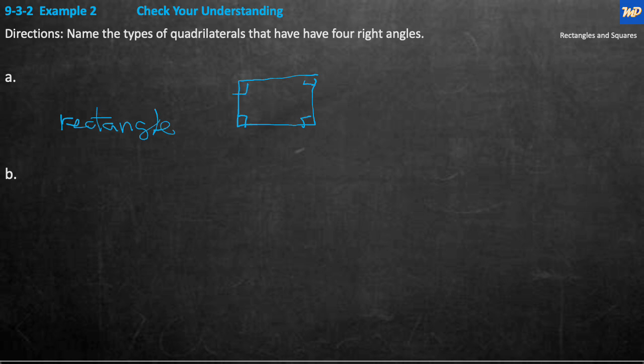And what's the other type? Well, a square. It's a special kind of rectangle, but it has 4 sides equal to each other, but it also has 4 90-degree angles. So it's a square.